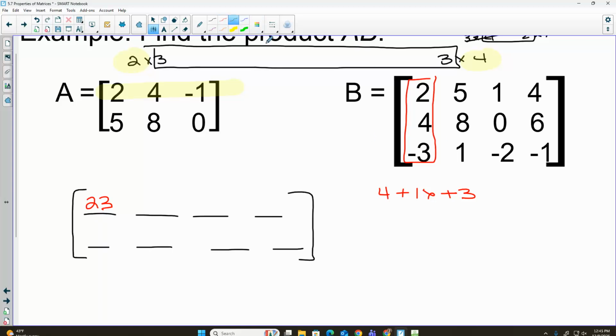So, the next one. I'm still working on row 1, so I'm still using row 1, but I need the second column. So I'm going to take the first row times my second column. We multiply the corresponding numbers. So 2 times 5 is 10. 4 times 8 is 32. -1 times 1 is -1. If I add those together, I get 41.